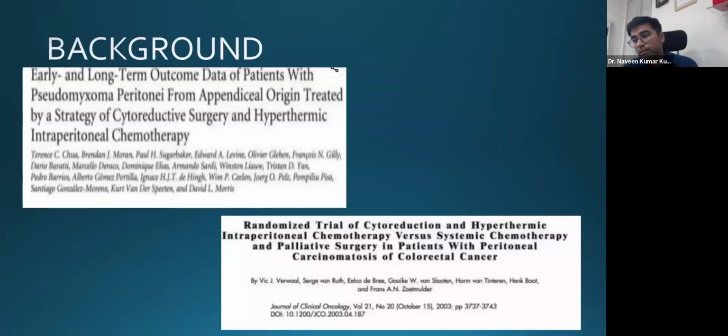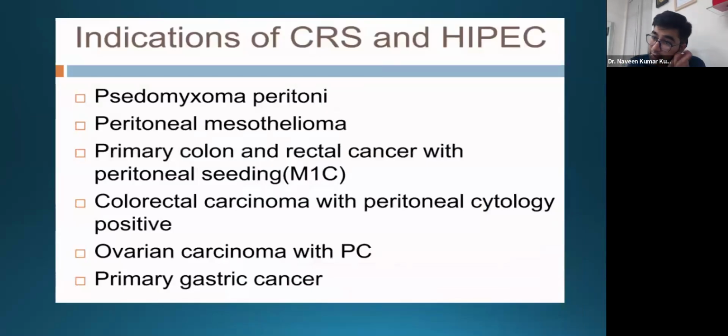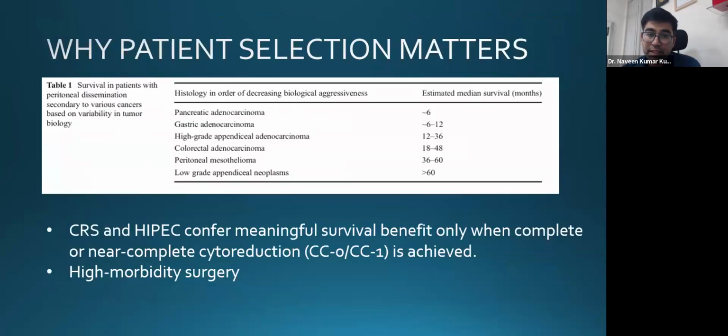Now, the most important thing to understand is that since the starting of CRS and HIPEC in the 1990s till today, when it was first developed, it was for appendiceal origin and colonic cancers with peritoneal mets. Since then, the number of indications for which CRS HIPEC is being done has significantly increased. Presently, it is being done for pseudomyxoma peritonei, peritoneal mesothelioma, primary colon and rectal cancers with peritoneal seeding, which is M1C, colorectal carcinoma with peritoneal cytology positive, ovarian, and for primary gastric cancers with peritoneal mets. So, as you can understand, the number of malignancies for which CRS and HIPEC is being done has significantly increased. The indications have increased.